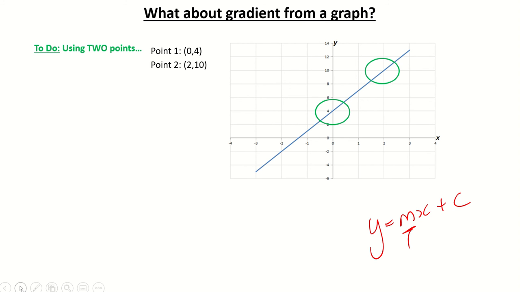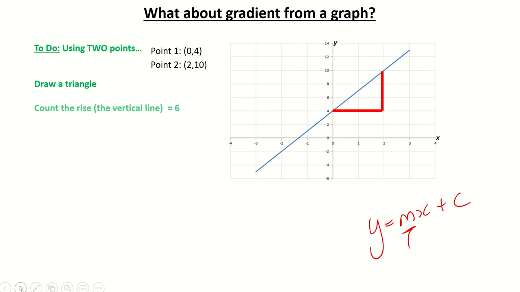10. The second thing I'm going to do is turn these 2 points and that section of the line into a right-angled triangle. This gives me the rise and run, which are the 2 things I need in order to find the gradient. So the rise is your vertical line, and here we can see that it goes from 4 to 10, so the rise is 6. The run is the horizontal line, and here we can see that it goes from 0 to 2, and that is a run of 2.